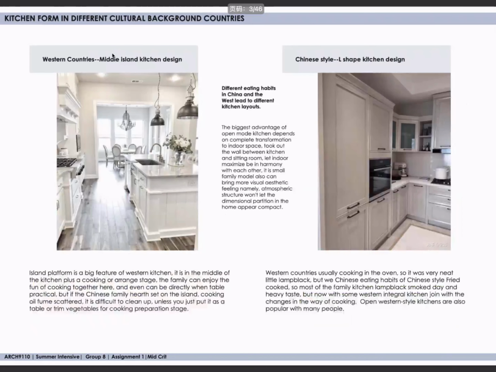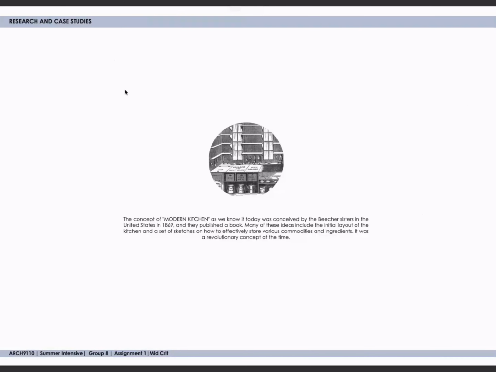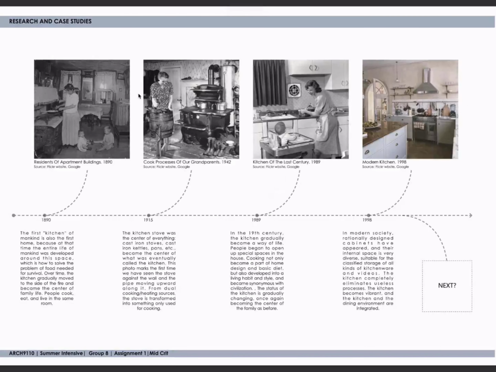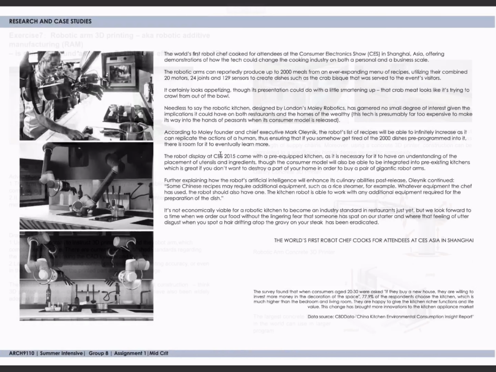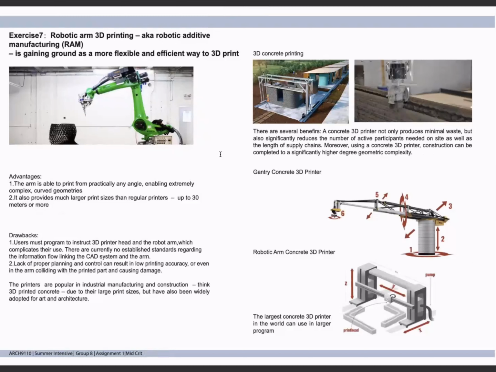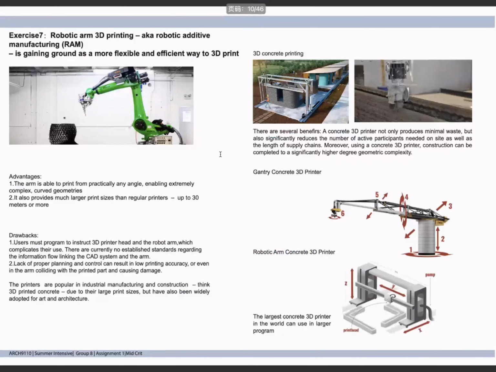Since we want to create a multicultural cooking process, we researched the problems we need to overcome in designing a multicultural kitchen. The two problems are the fume and the space storage. We analyzed the modern kitchen development timeline and also what robotics can do in the kitchen instead of humans. This is about the robotic arm and 3D printing, because the working principle of a kitchen robotic arm is similar to 3D printing. For example, the process of printing a concrete house is similar to making a pancake.